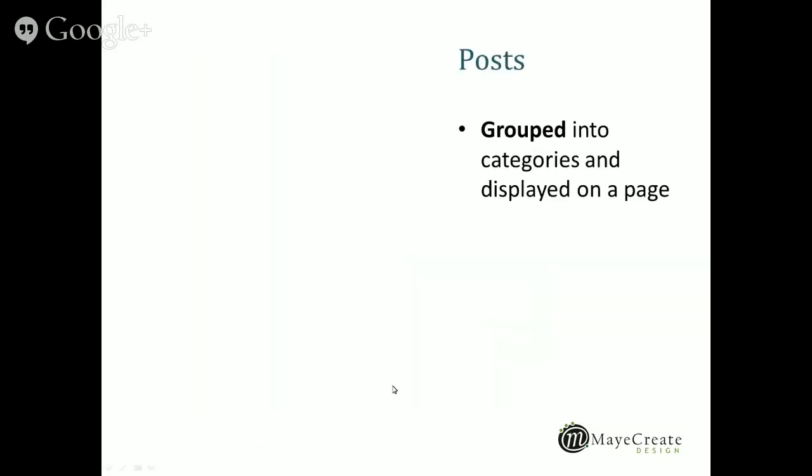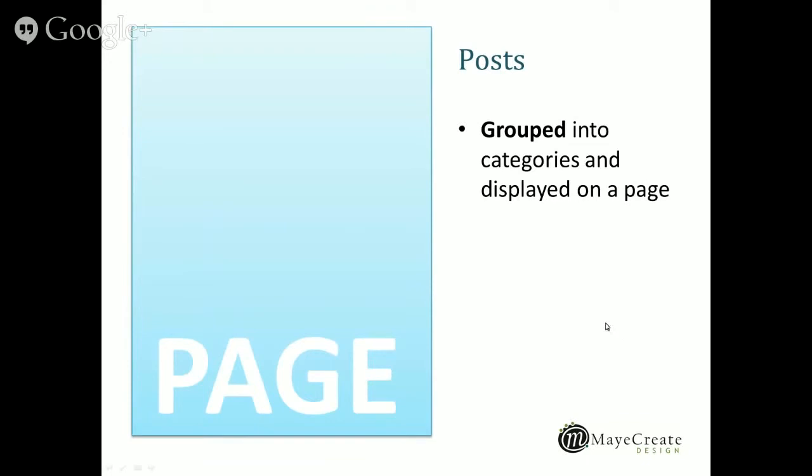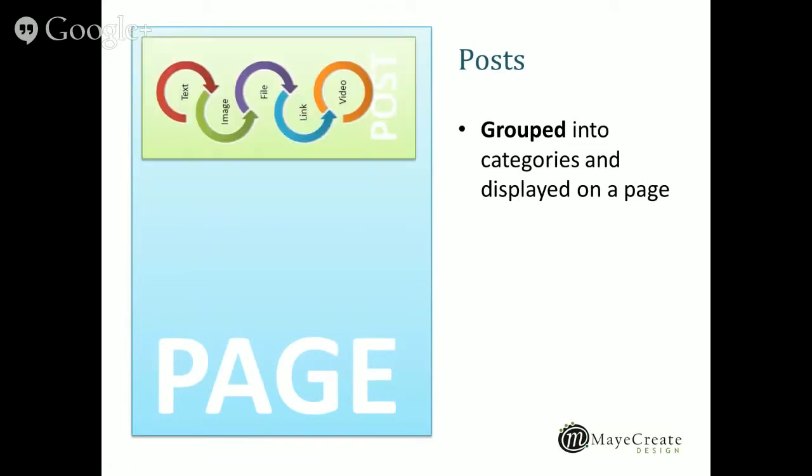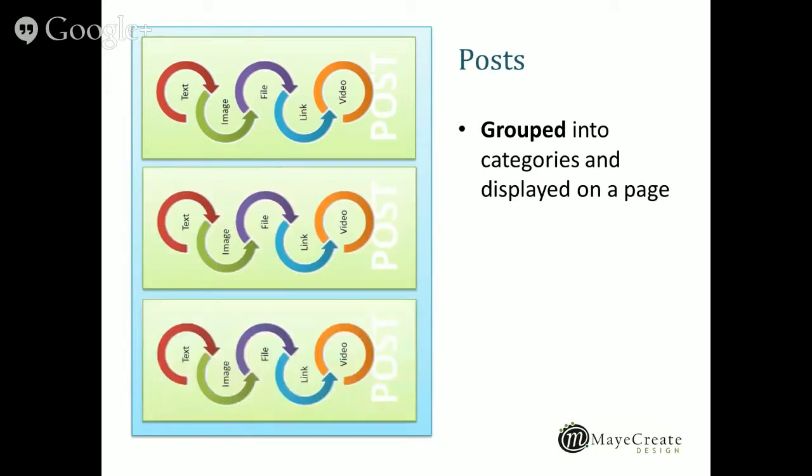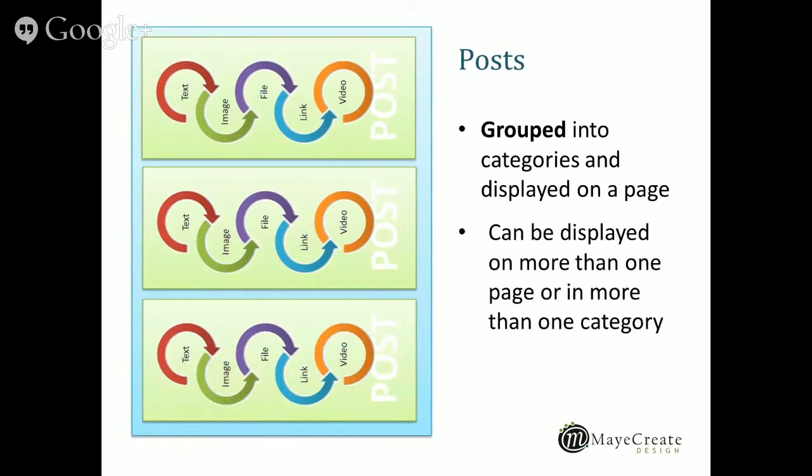Now let's look at posts. So posts are grouped into categories and displayed on a page. And you can actually put posts in multiple categories if you like, if it applies. So look at these lovely posts hanging out on my page. If something is newsworthy and it's also a project, it can go in news and it can go in projects. It's okay, you just check the boxes.